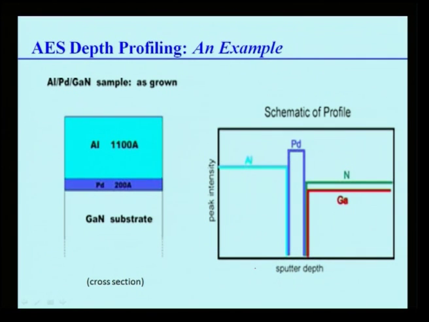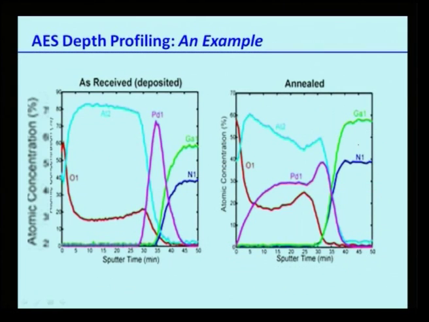Another example: this is a gallium nitride substrate with a palladium interlayer and an aluminum layer. This is a 200 angstrom palladium layer and a 1100 angstrom aluminum layer. This is basically a multilayer as grown. Now one can do the profile and then a schematic profile. This is the aluminum depth, palladium depth and gallium nitride. You can see the quality of data one can get using this, very good quality data.